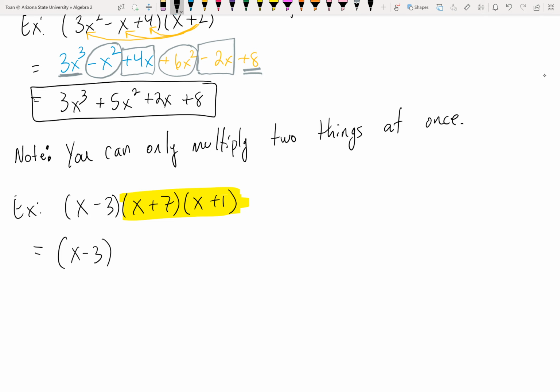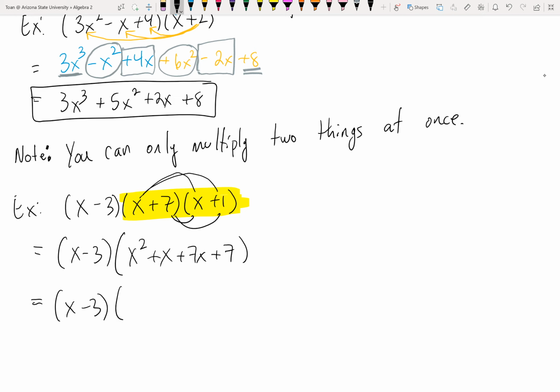So let's go ahead and multiply out the highlighted part. We get x squared plus x plus 7x plus 7, let me put that in parentheses, and then I'll go ahead and combine like terms. Notice I just copied the x minus 3 because I'm not doing anything to it yet. Combining like terms, we have like terms in the middle here. We have x squared plus 8x plus 7.